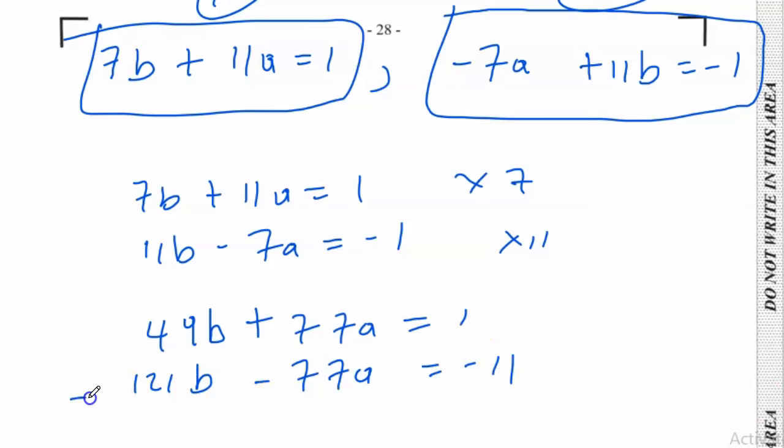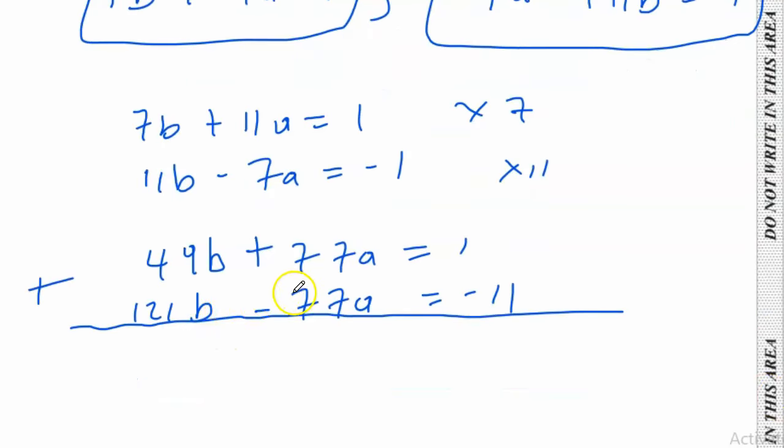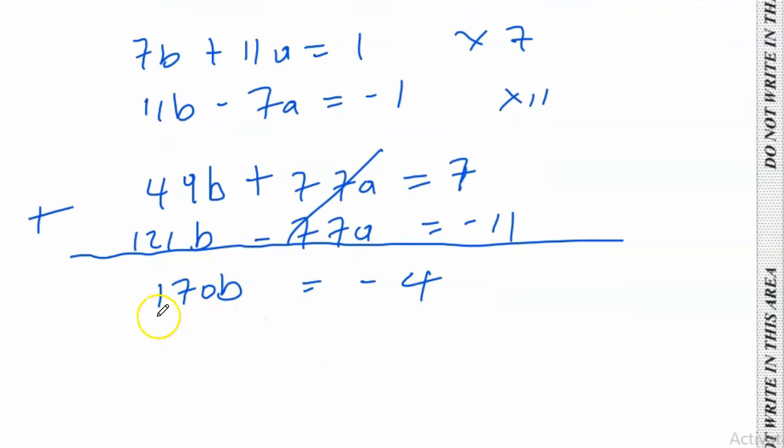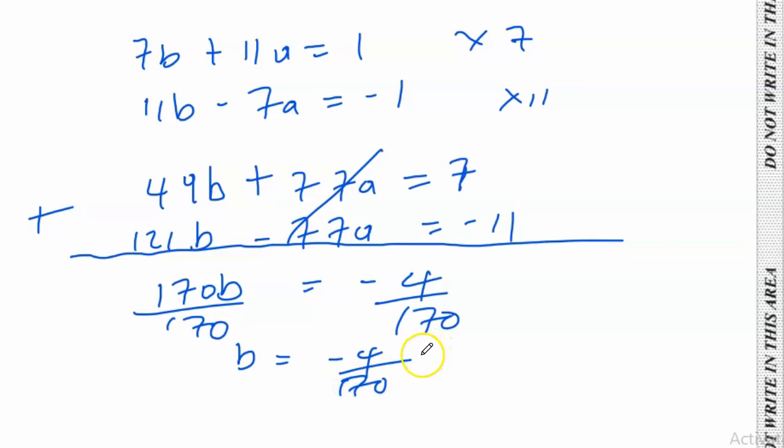And I can add, since the a terms eliminate. 49 and 121 give me 170, so 170b equal to negative 4. 7 times 1 is 7, and 7 plus negative 11 is negative 4, right? Divide both sides by 170. So b will be negative 4 over 170. We can reduce this by dividing by 2: negative 2 over 85.